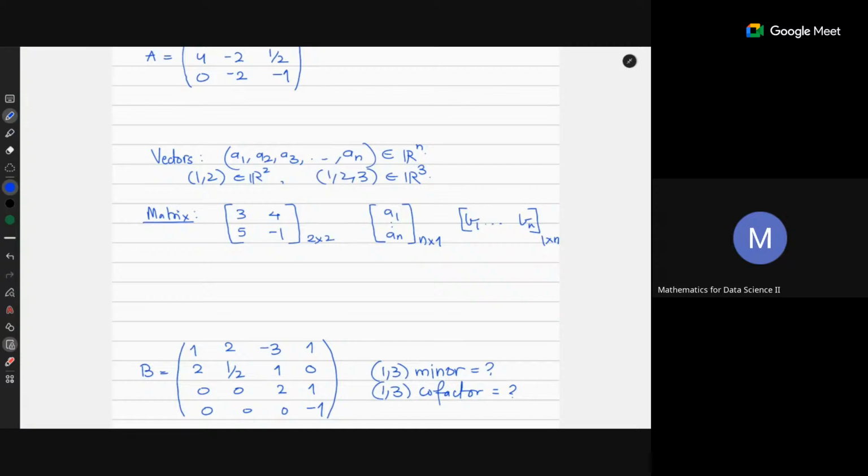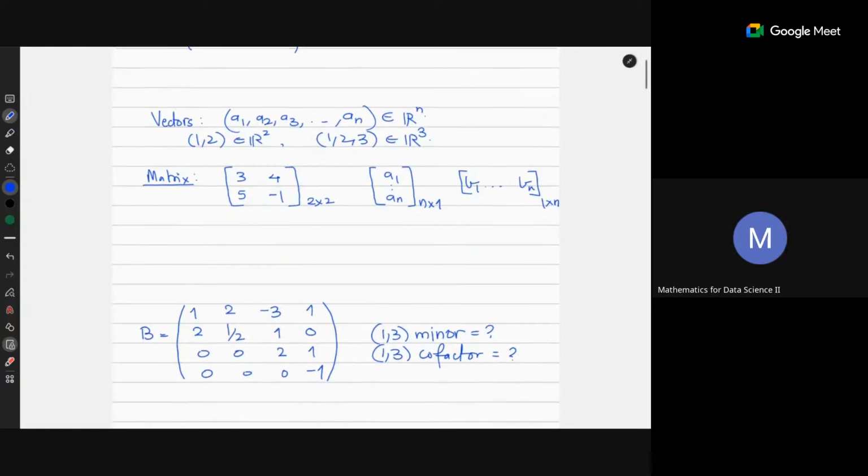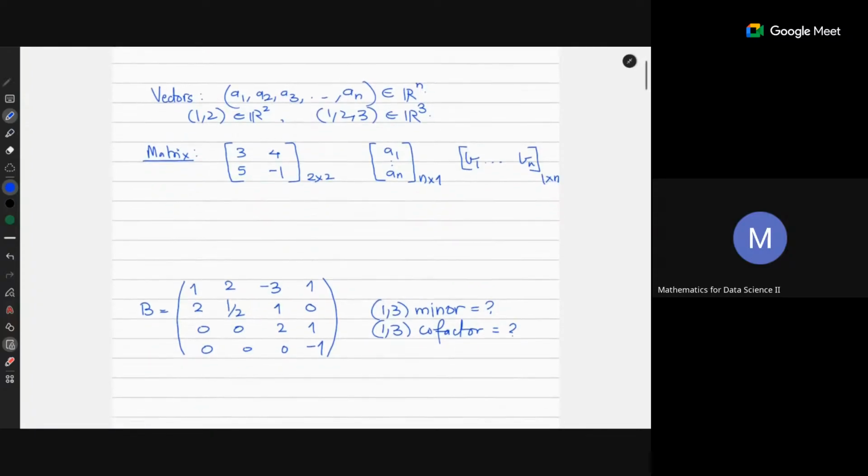All right, so we discussed matrices. In a matrix, the order is represented in this form, where the first entry corresponds to the number of rows and the second entry corresponds to the number of columns.